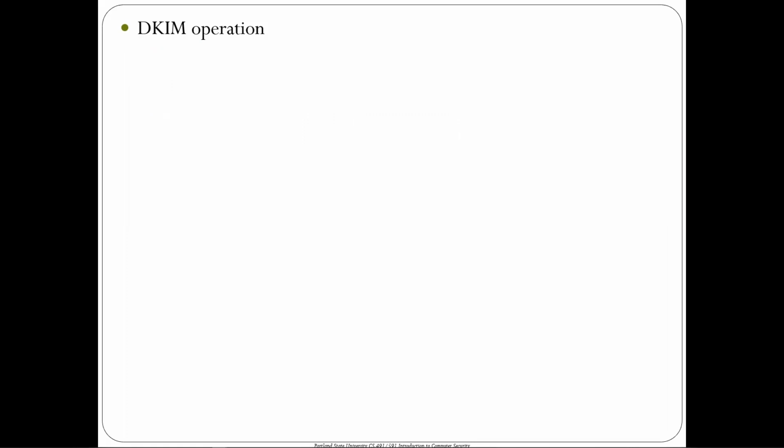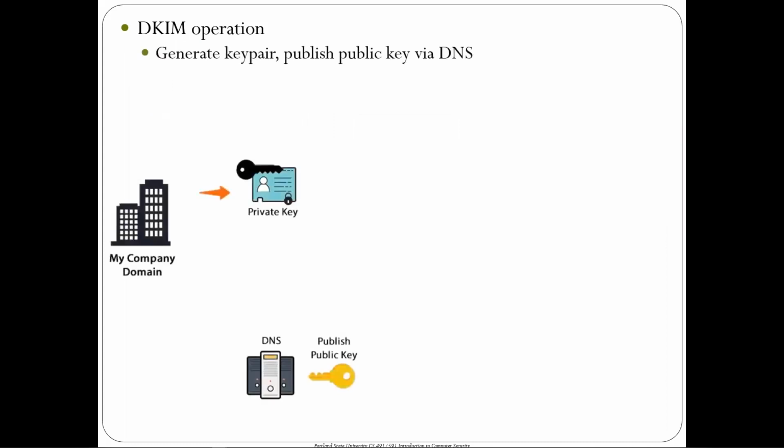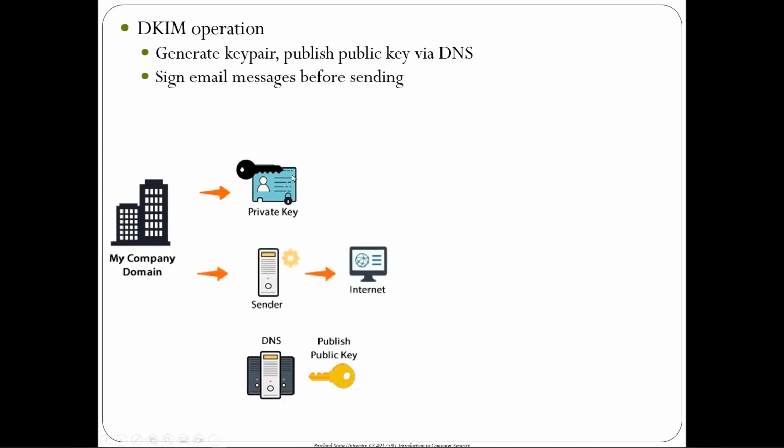The first thing I'm going to do is I have a mail domain. So my company domain is my mail domain, and I am going to generate a public key, private key pair. The private key I keep secret at the top, and then I publish the DKIM public key via DNS. Some DNS record is going to have this DKIM key. And it's done the same way as DNSSEC from last class. And then my mail server is going to have access to this private key.